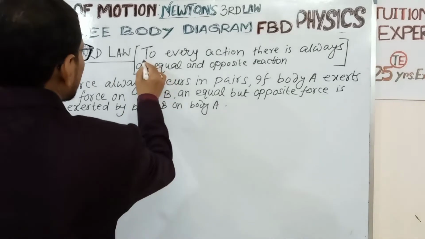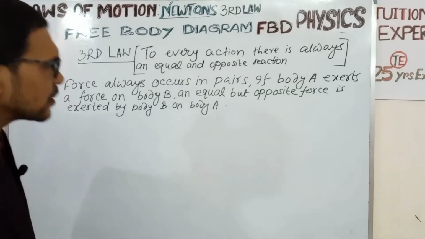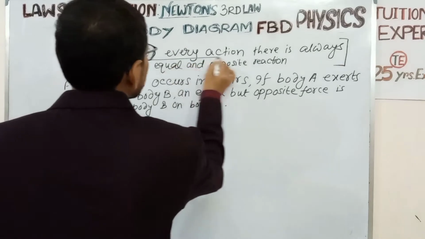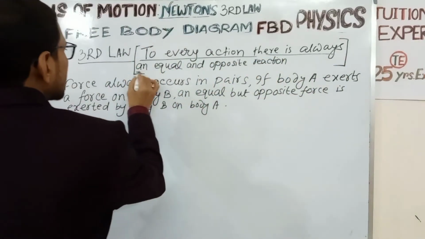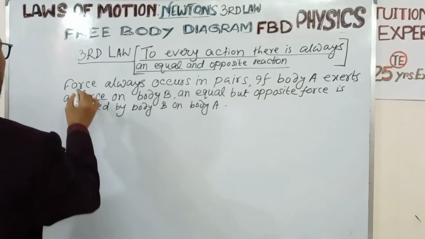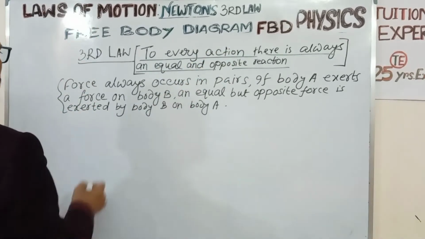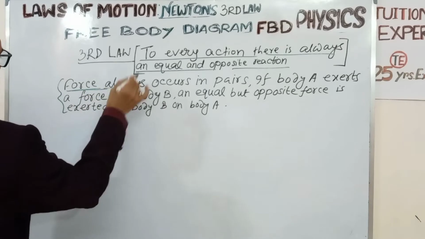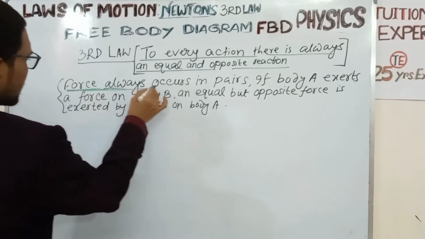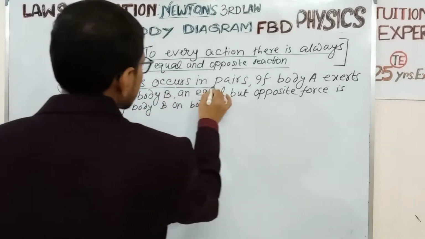So this is the third law. To every action there is always an equal and opposite reaction. That is the modern theory. If we explain this third law, we get this result: force always occurs in pairs.